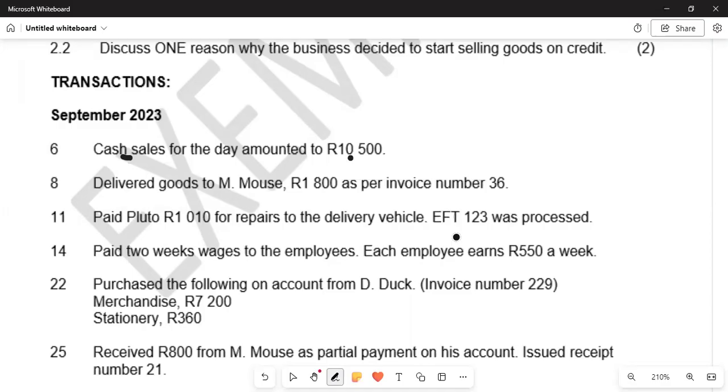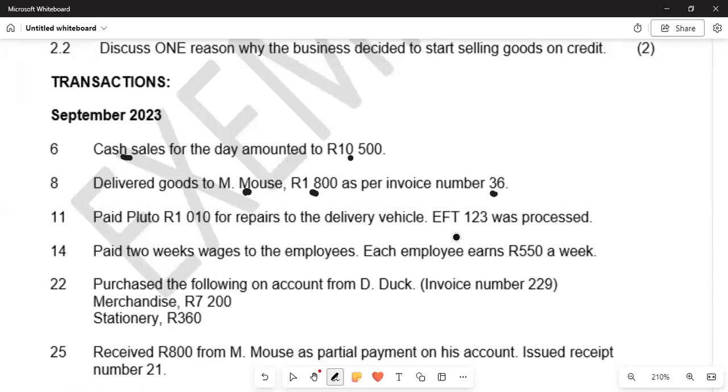On the 8th, delivered goods to Mouse, which amounts to 1,800 as per invoice number 36. So it means we sold the goods on credit to Mouse. Mouse is our debtor, so it goes under the debtors journal. It has nothing to do with the cash receipts journal, cash payments journal, or creditors journal.